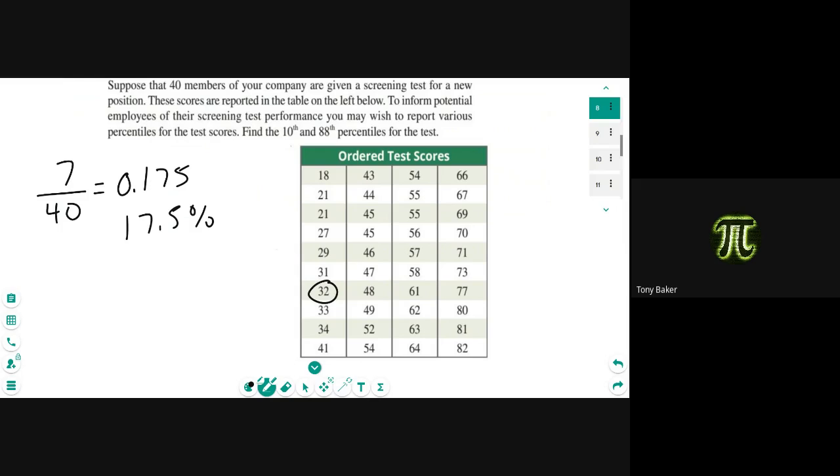What was the question for this one? What's the percentile that 32 is?